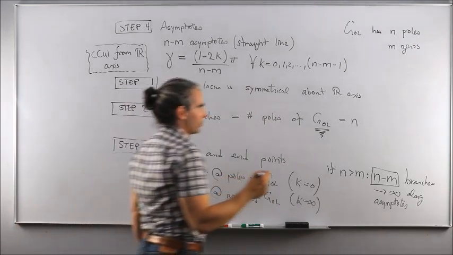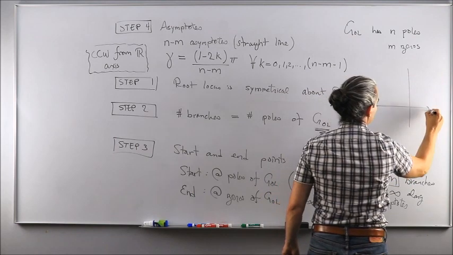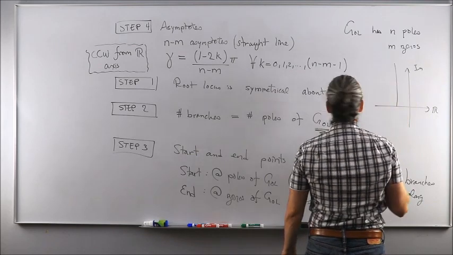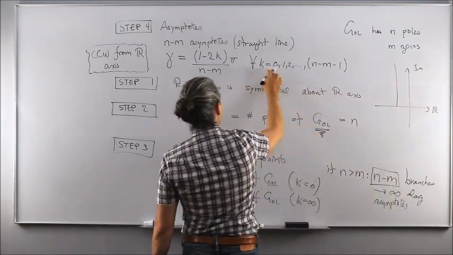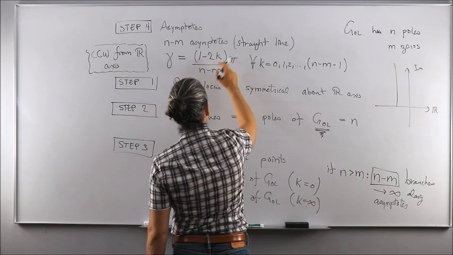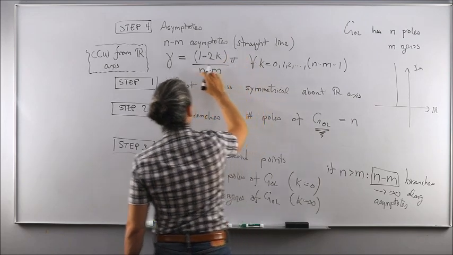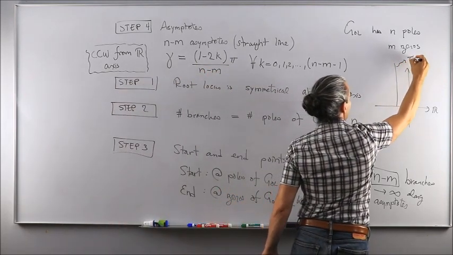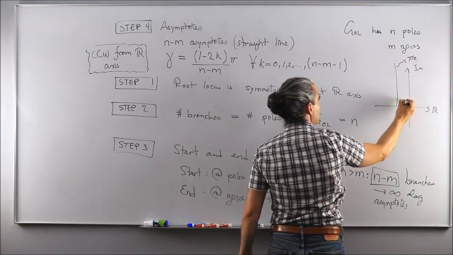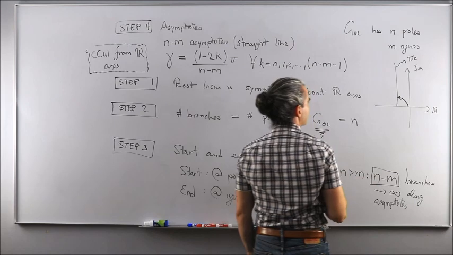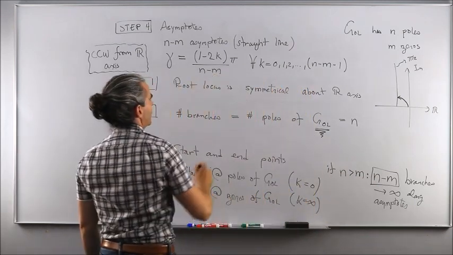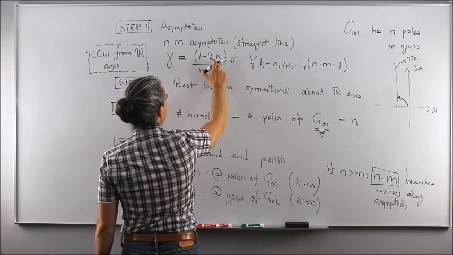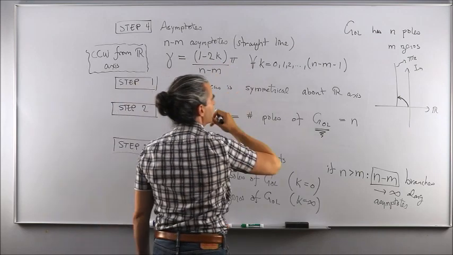So in the previous example, where we had that asymptote flying off in this direction, that one was calculated with k equals 0. So 1 minus 0, 1 times pi. So it'll be pi over, we had n minus m equal 2. That is the asymptote at pi over 2, measured counterclockwise from the real axis. And when we had k equal to 1, we had 1 minus 2, so that's minus 1 pi over 2, or minus pi over 2.